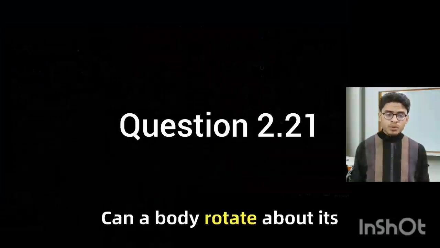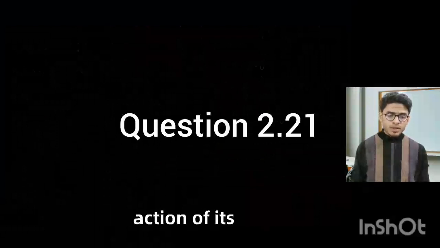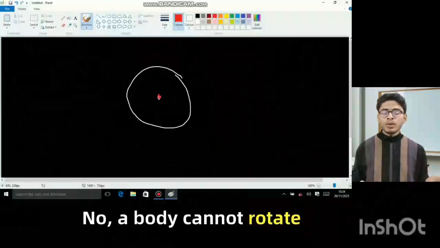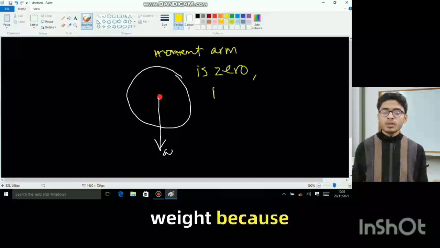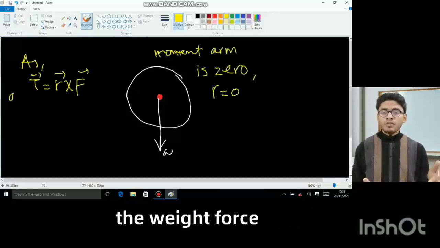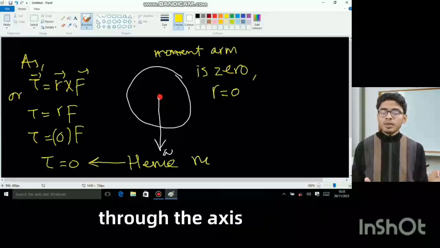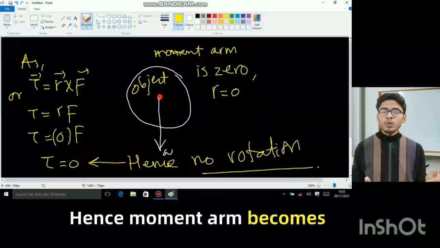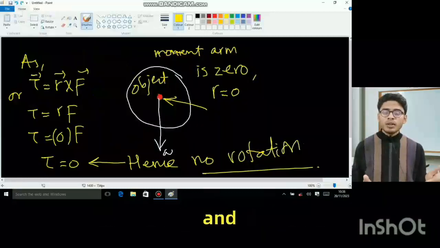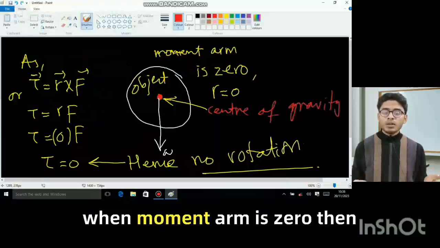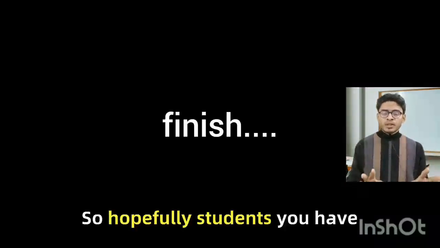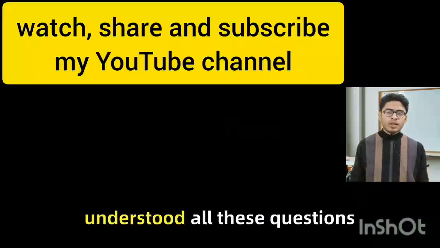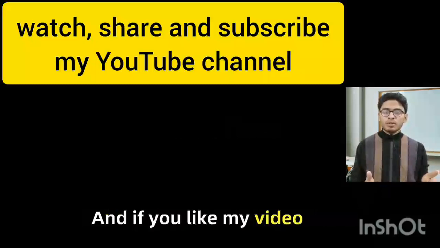Can a body rotate about its center of gravity under the action of its weight? No, a body cannot rotate about its center of gravity under the action of its weight, because the weight force passes through the axis of rotation. Hence, the moment arm becomes 0, and when the moment arm is 0, then torque becomes 0. Hence, no rotation.